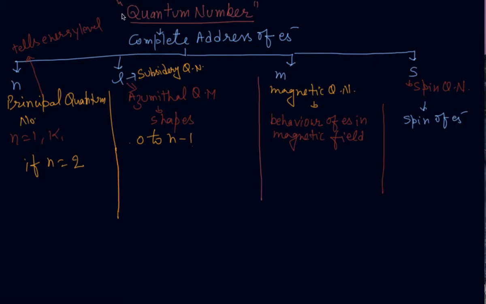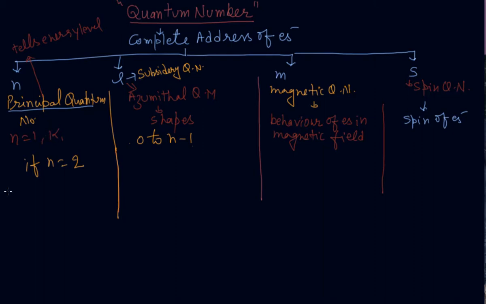Hello students, now it's the quantum number. Quantum number is what? The complete address of the electron. These are of four types, as you are seeing that I have written on the board: n, l, m and s. n is the principal quantum number. It tells the energy level.